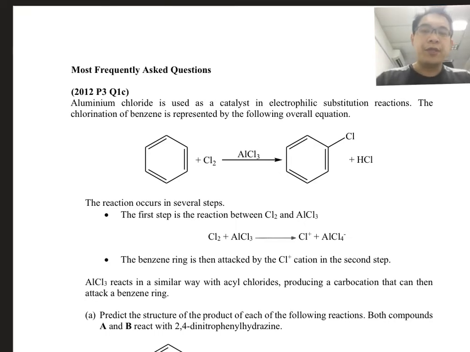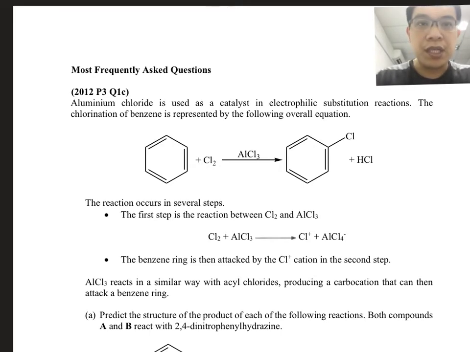Hello everyone. Today we're going to go through some of the most frequently asked examination questions in H2 Chemistry, specifically for the GCE A-level examination syllabus. The highlight for today is Reagent Chemistry. Now we are looking at one of the most frequently asked examination questions.